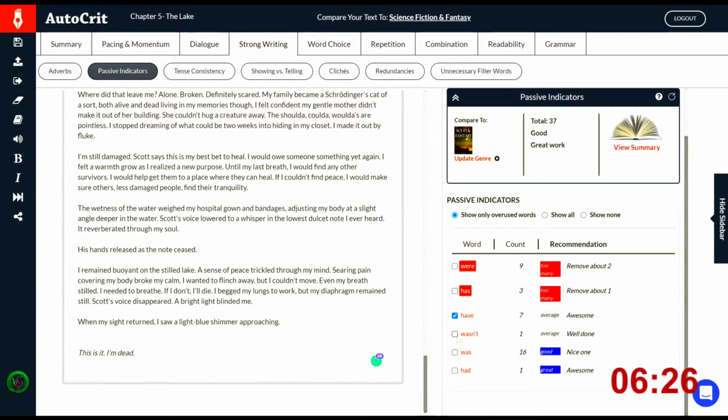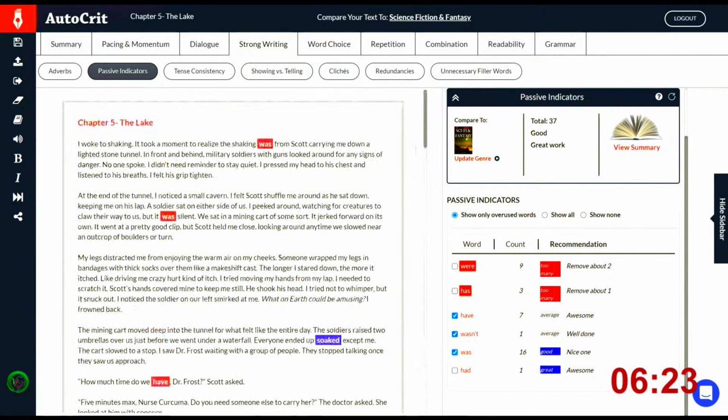Okay. So let's try wasn't and was. Let's see if any of those can be taken care of. Took a moment to realize the shaking was from Scott carrying me down a lighted stone tunnel. Took me a while to realize the shaking from Scott carrying me down. Let's see, maybe we'll skip to the next one. Peeked around watching for creatures to claw their way to us, but it was silent.